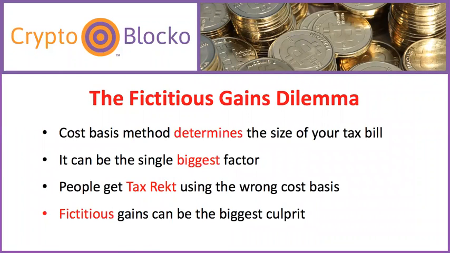All right, so the fictitious gains dilemma. Now, cost basis determines the size of your tax bill, and it can be the single biggest factor in the size of your capital gains. People can get tax wrecked using the wrong cost basis. Of course, we know about people getting wrecked in crypto from losing assets or getting rug pulled, but this is a special kind of wrecked: getting tax wrecked. Fictitious gains can be the biggest culprit.